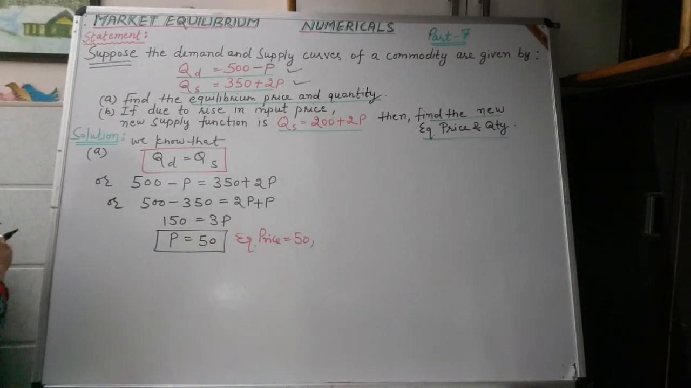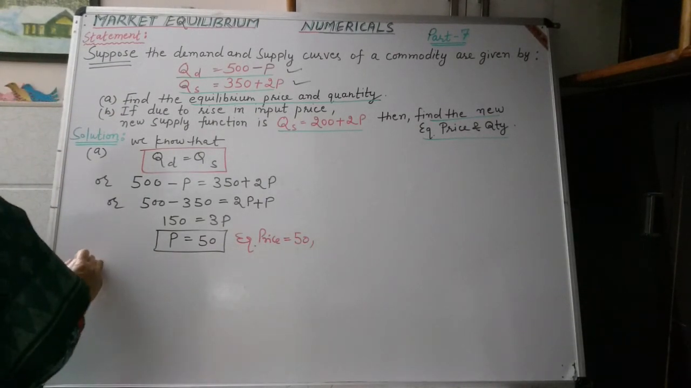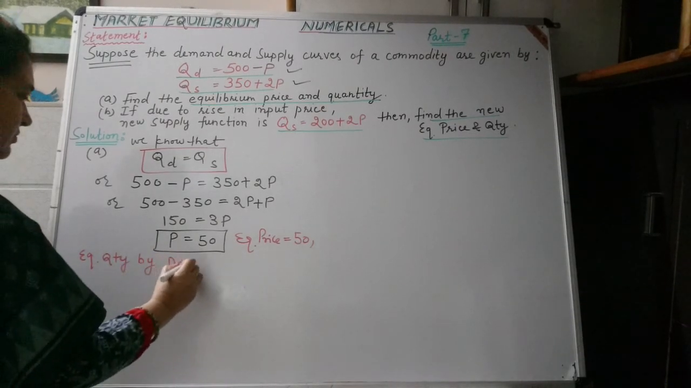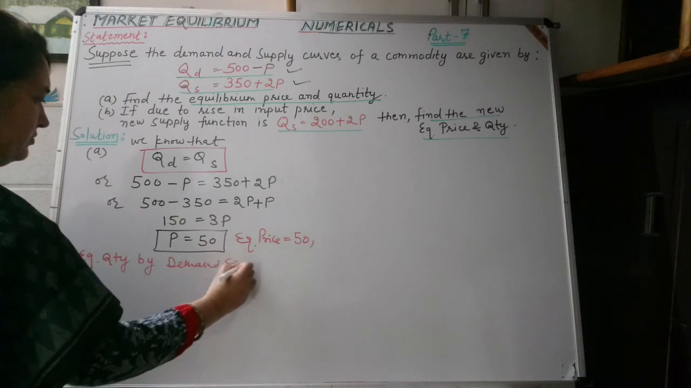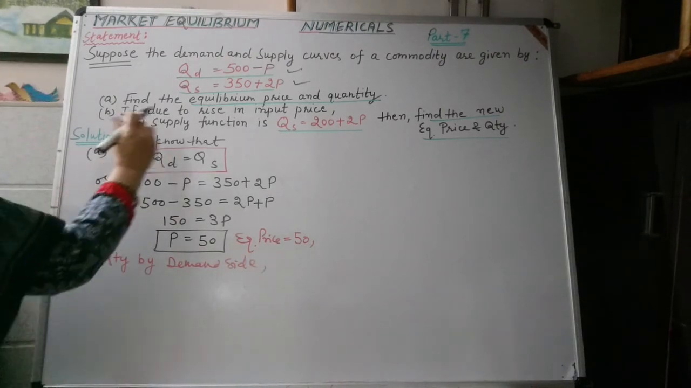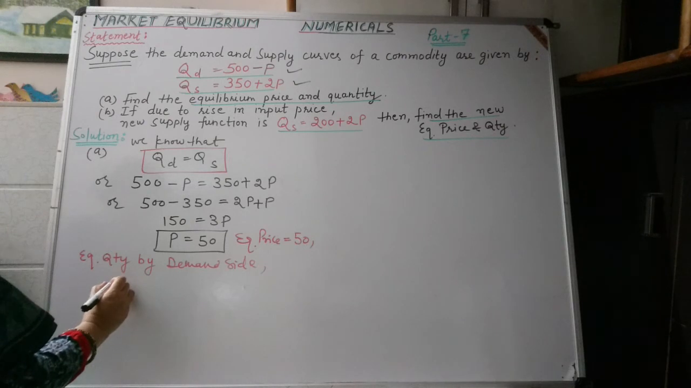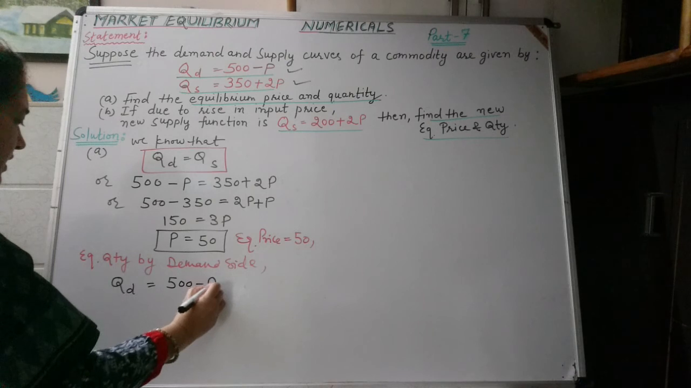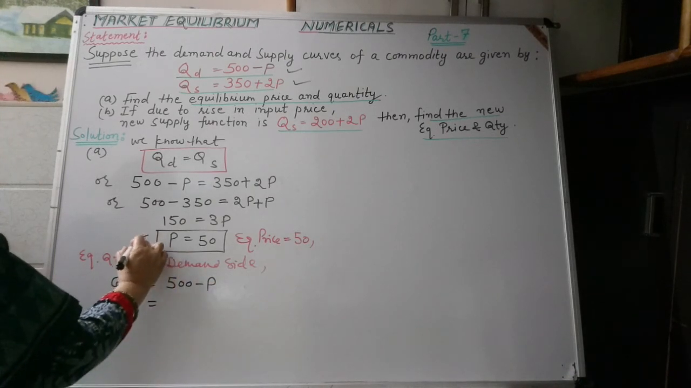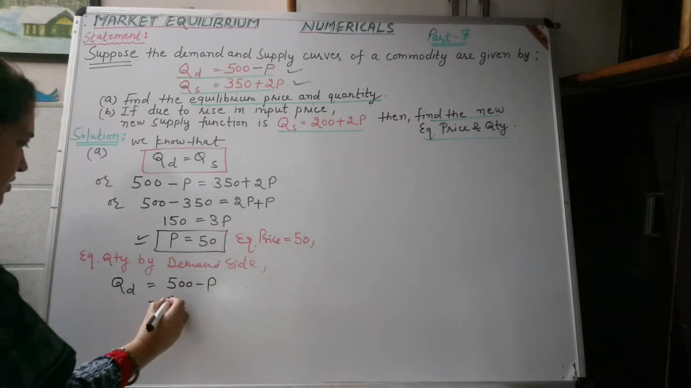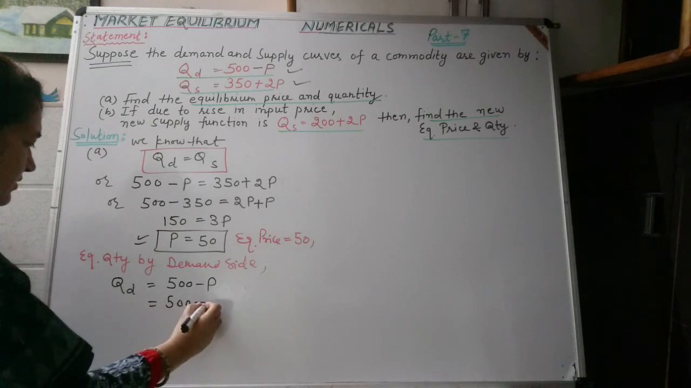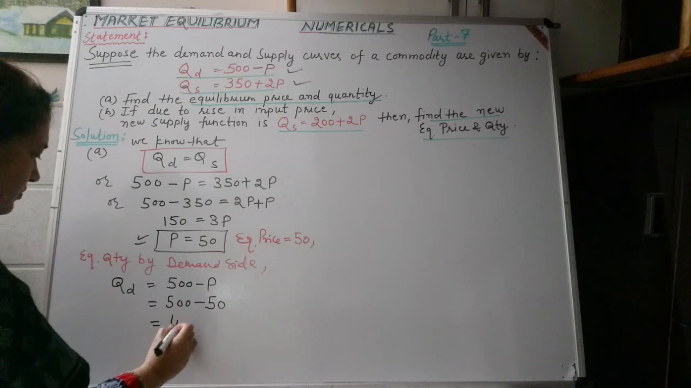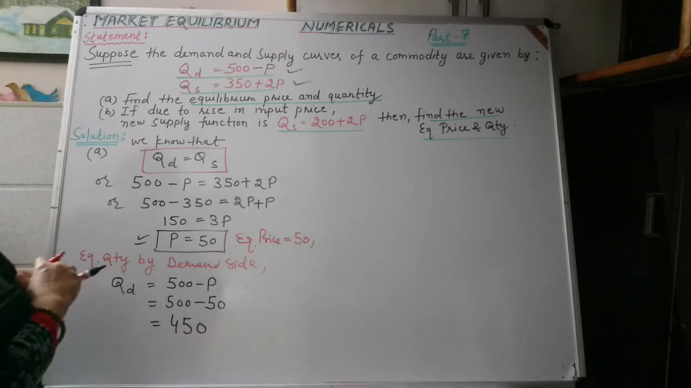Now the equilibrium quantity by the demand side. QD is equal to 500 minus P. By putting the value of this equilibrium price in this equation, we get 500 minus 50 is equal to 450.